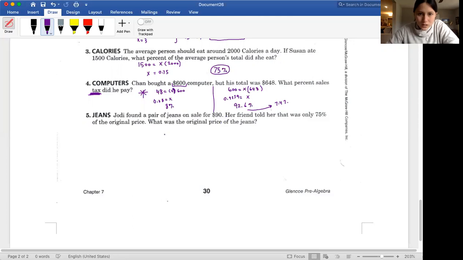So that means 90 is the part, and 75% is the percentage, and we want to know how much those jeans cost originally. And so when we work this out, divide by 0.75, it was $120. So her jeans were $120 before the sale. Crazy. Those are expensive.